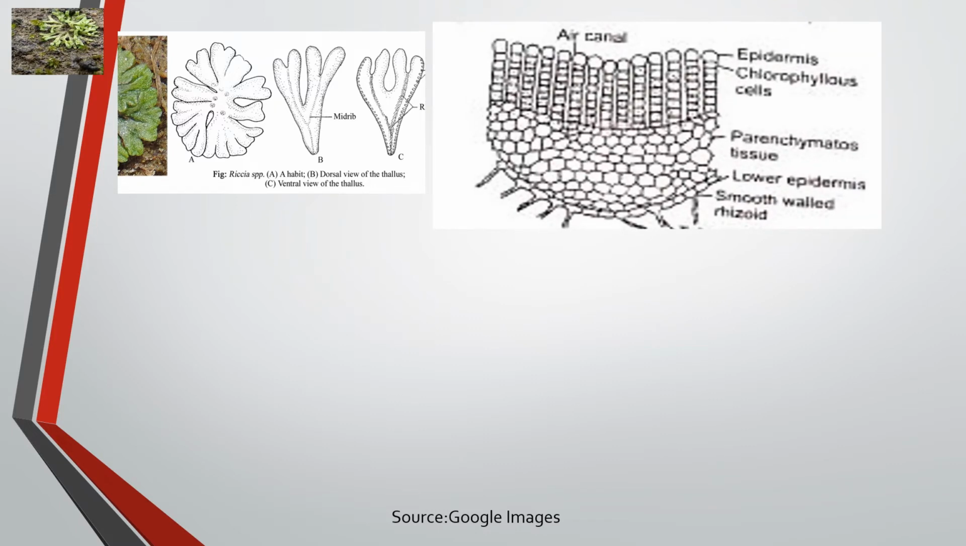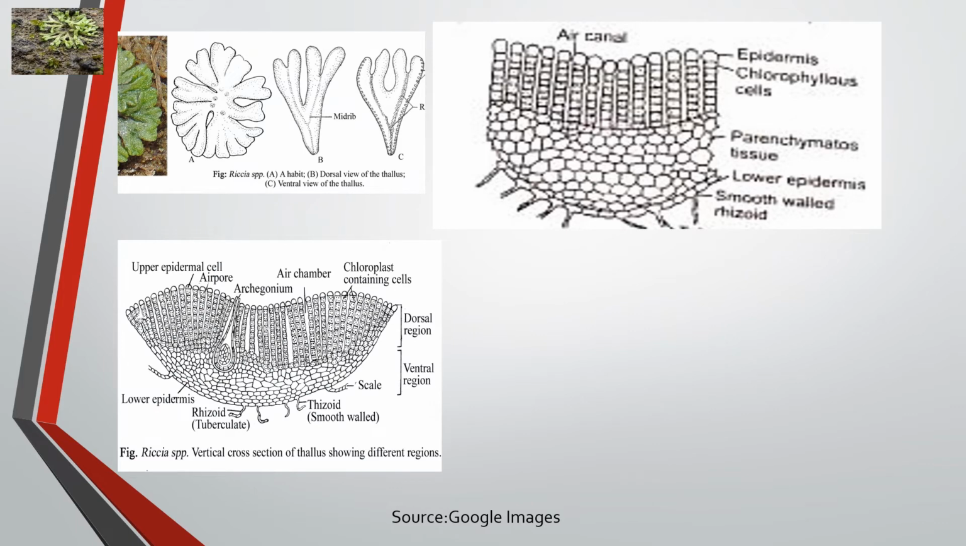The vertical section shows the photosynthetic region, the upper one, and the lower part, which is somewhat parenchymatous, the storage region, provided with lower epidermis, and the photosynthetic region provided by upper epidermis, which is not continuous, provided with air pores and air canals. The cells of the photosynthetic region contain chloroplasts and are without pyrenoid.